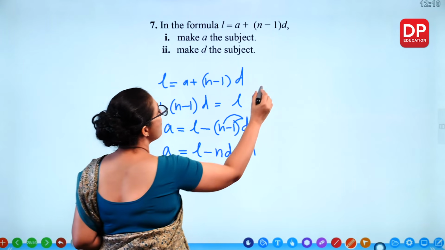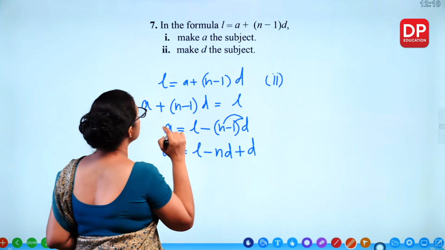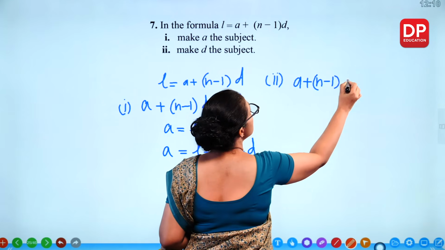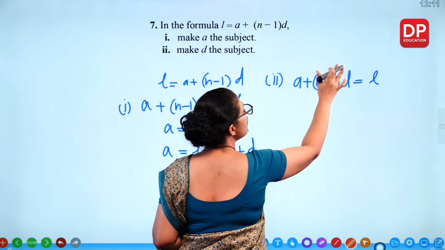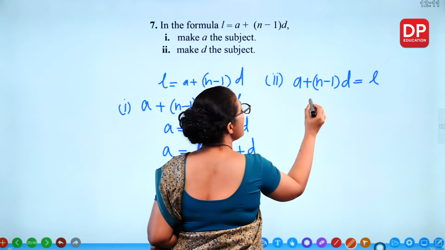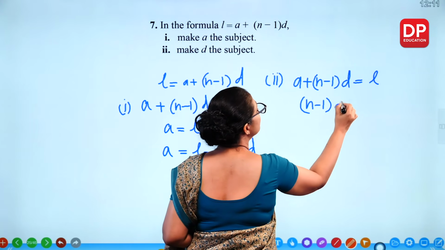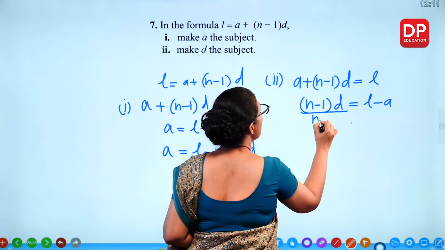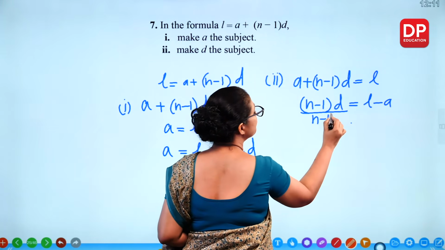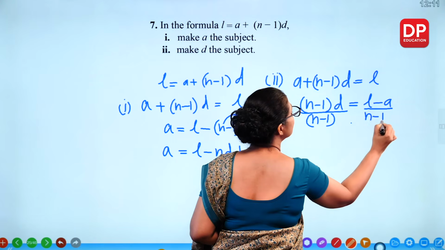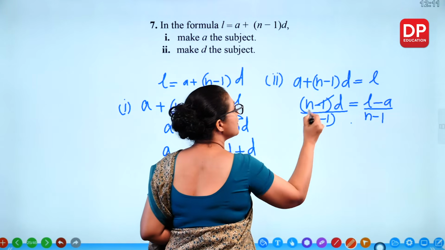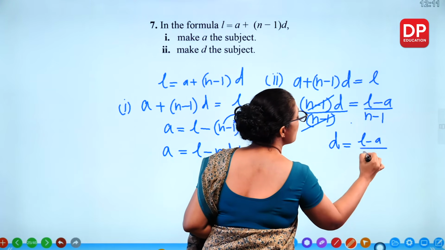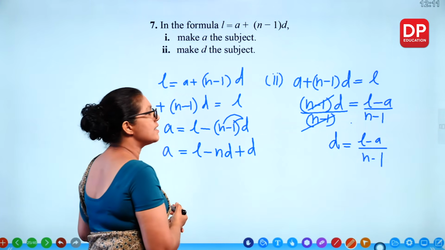Second one, you need d as the subject. So I can rewrite this as n minus 1 d equals L. I need to keep this term. So take a to the other side. That becomes L minus a. Now divide by n minus 1 on both sides. What happens? This one gets cancelled out. d becomes L minus a over n minus 1.